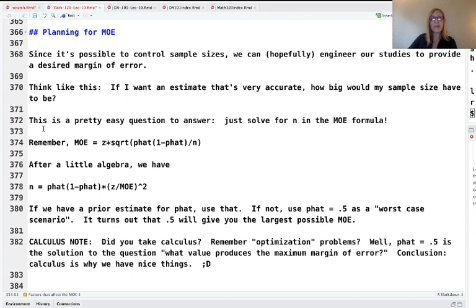So in other words, we're thinking about it like this. If I want to do a study that's super, super accurate, however accurate that I want, I can plan in advance for how big the sample size has to be. Fortunately, mathematically, this is a pretty easy question to answer. We're asking a question about the sample size, so let's figure it out. All we're doing in this technique, math-wise, is we're solving for n in the margin of error formula.